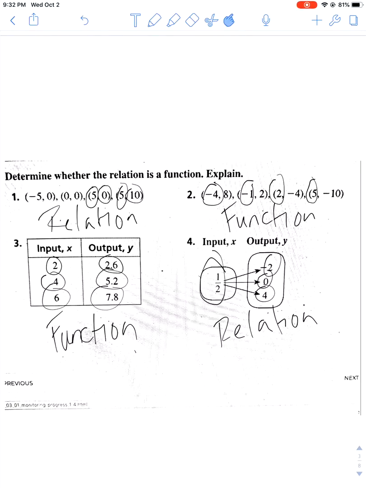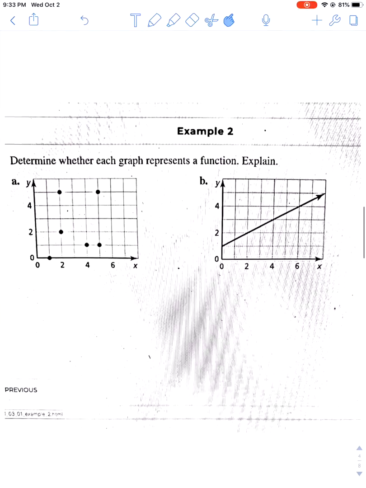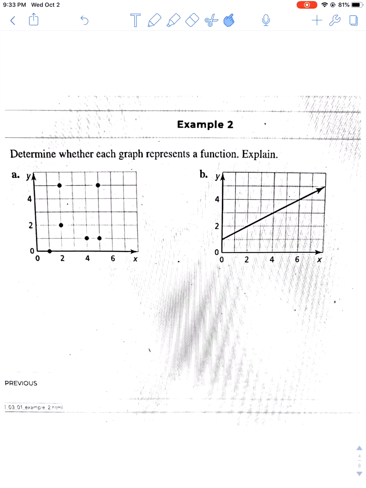All right, moving on. Now we're looking at graphs, pictures. And I need to use what's called the vertical line test. Basically, I'm just saying, is there anywhere on the picture I could draw a vertical line that goes through more than one point? Well, right here, I drew a vertical line and it went through 2 points. It's a problem. That makes this a relation.